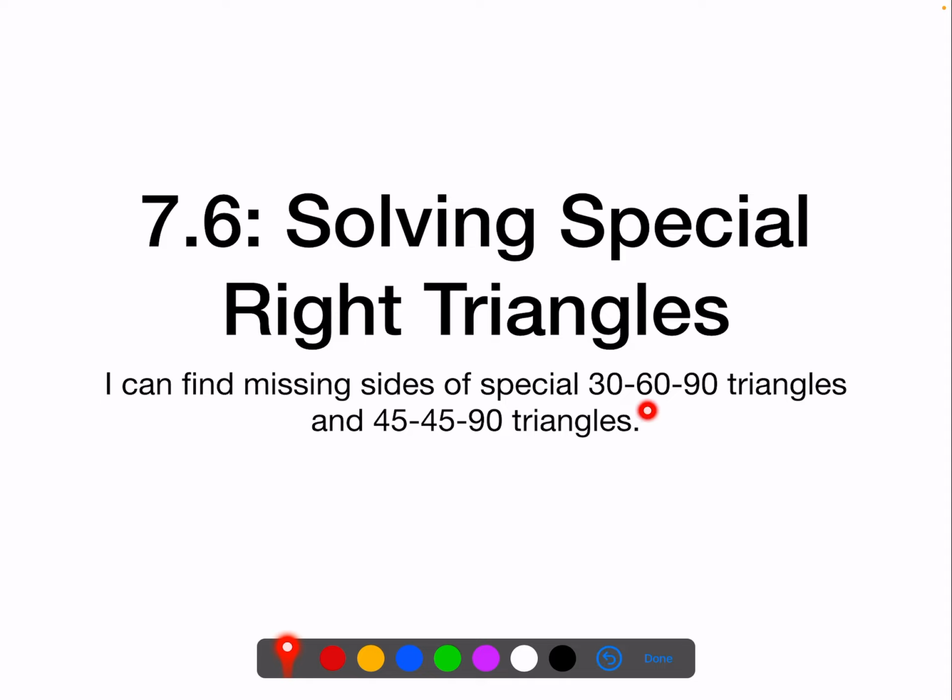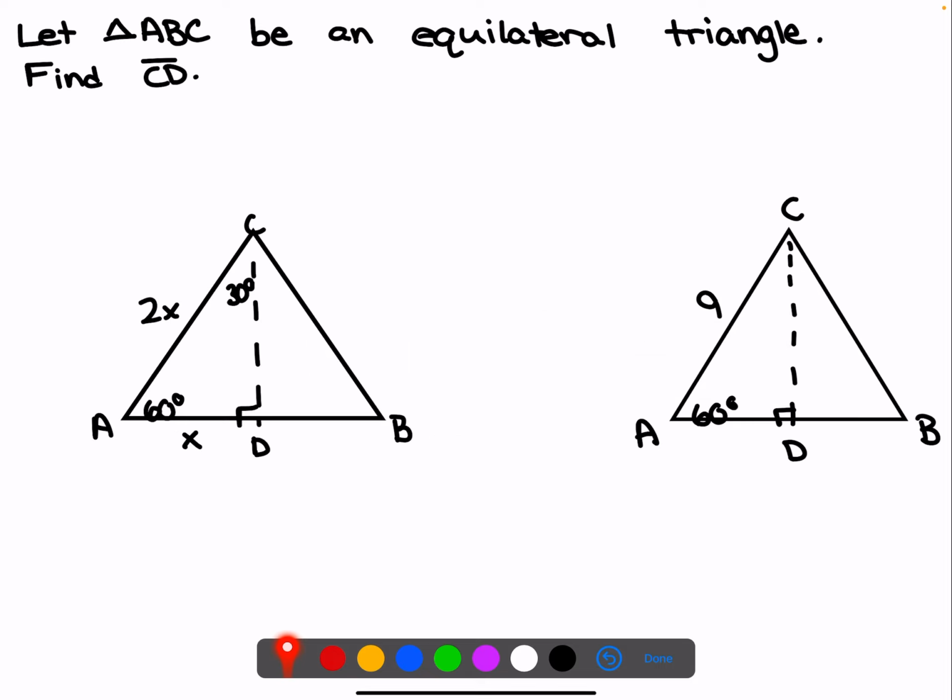Now, the way that they get their name is all based upon the angle measures of the actual triangle itself. So of course, these are both right triangles because 90 degrees. And then the other two angles will either be 30 and 60 or 45 and 45. So let's go ahead and first check out a 30, 60, 90 triangle.